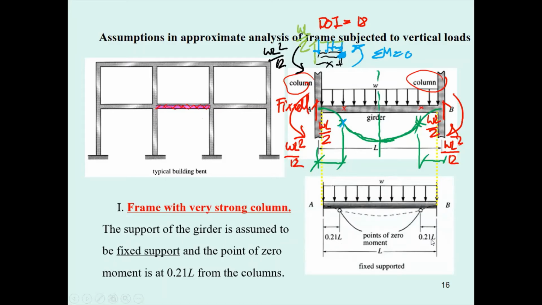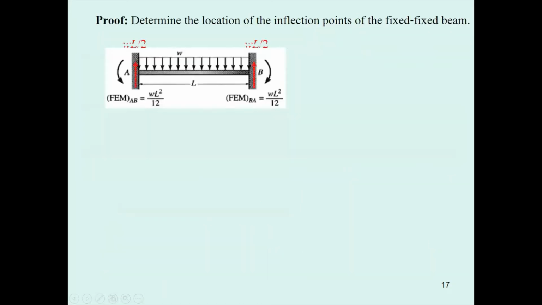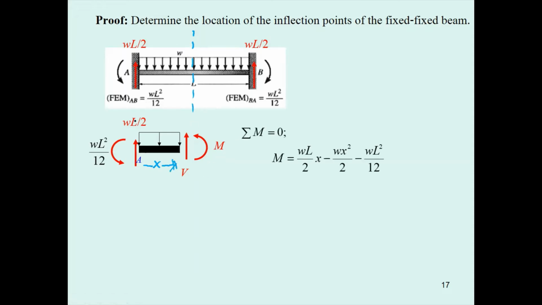L, 0.21 L. Or you may check over here this end shear WL over 2 and the end fixed moment WL square over 12 on the left and on the right are equal due to the symmetry of the structure. If you like to determine the inflection point, you just cut it at a point and you set that point to be the X. Okay, and then you may take the moment.